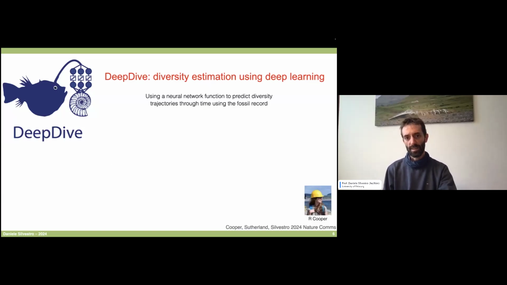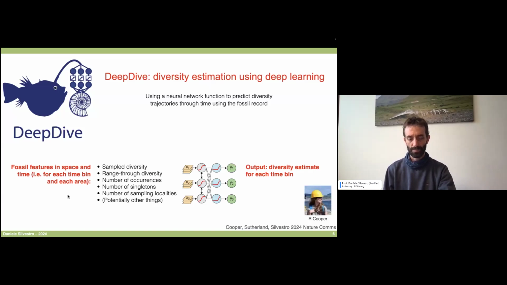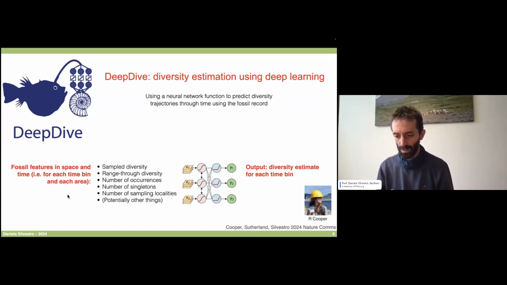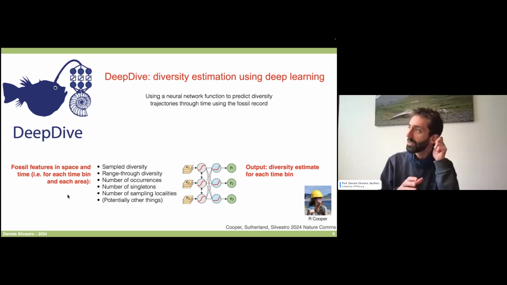Here, the idea is that we can take the fossil record and describe it looking at a number of features that we can observe. So we can measure, for example, the sample diversity. That is one of the simplest metrics of diversity from the fossil record. Then we can take the range-through diversity. We can count the number of occurrences, the number of singletons, and the number of sampling localities. And we can do this for each area.